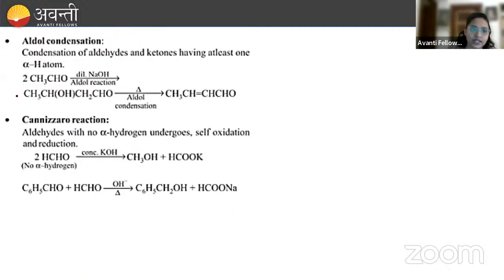Aldol condensation, this is very, very important. Every exam, a question is asked from aldol condensation and the Cannizzaro reaction. Okay, so very, very important reactions.